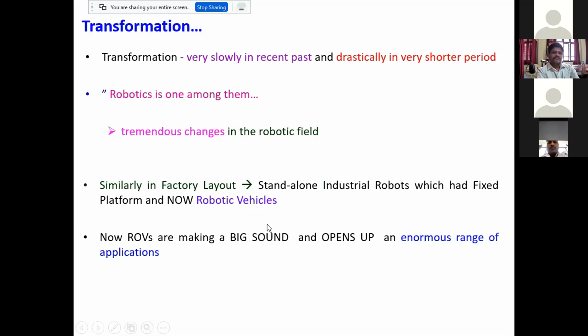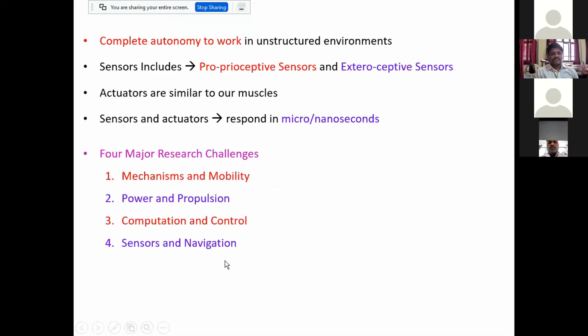Now, ROVs are making a big sound and opening up an enormous range of applications, mainly as ground vehicles or underground vehicles, aerial vehicles or space vehicles. So we have seen the on-water vehicles or underwater vehicles, because these robotic vehicles are used for many exploration works on ground, underground, on water, underwater, space, as well as in air. See how robots are now coming into the market.